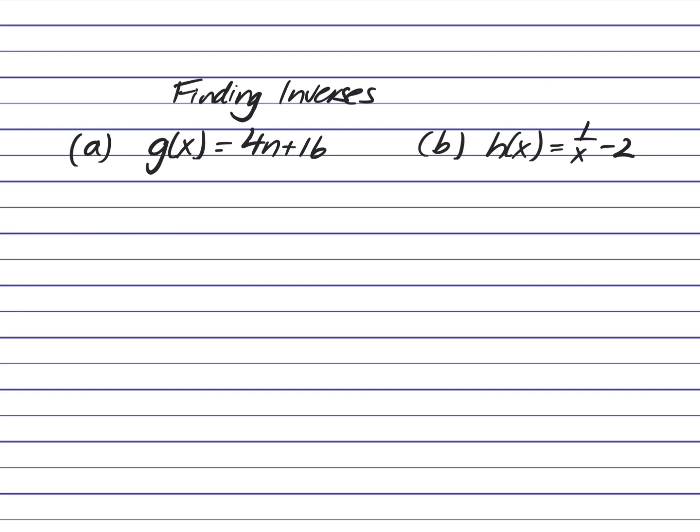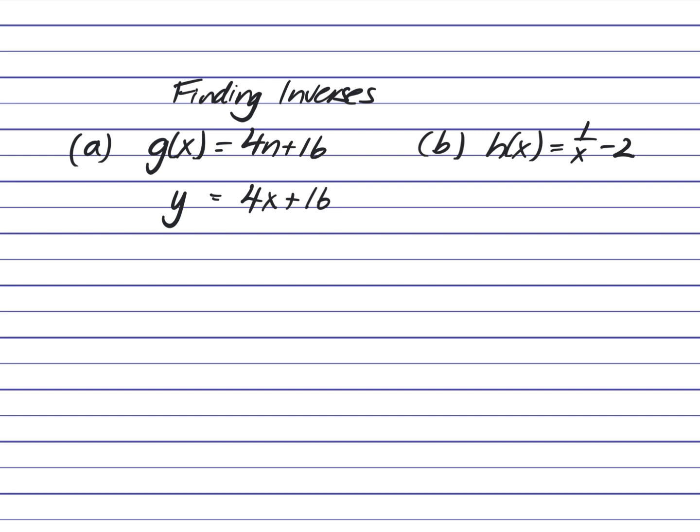On this page, we're going to find inverses. When we begin with the function, we have g of x equals 4x plus 16, and we're going to find the inverse of that function. To make it easier, instead of calling it g of x, I'm going to call it y. So y equals 4x plus 16. And I changed the n to an x as well.